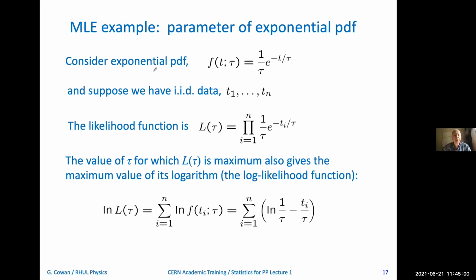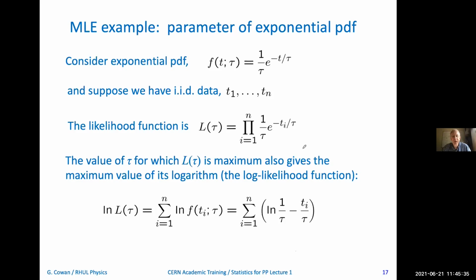The example I want to consider, in fact, is the one that I already alluded to, namely an exponential PDF. So here, let me call the random variable t, and let me call the parameter tau. And so here the PDF is just 1 over tau e to the minus t over tau. And let's suppose that I have an IID data sample, t1 through tn. And so that means that the likelihood function is found simply by taking the product of those PDFs each time evaluated with the ith measurement.